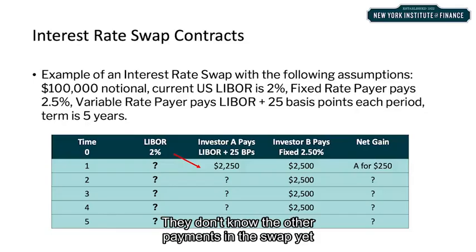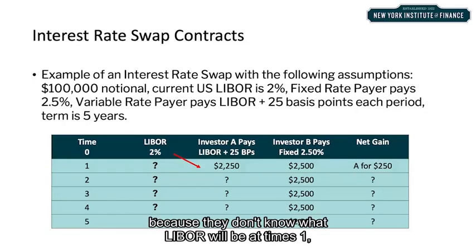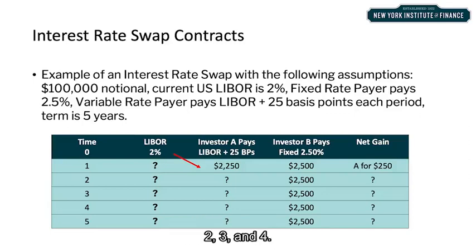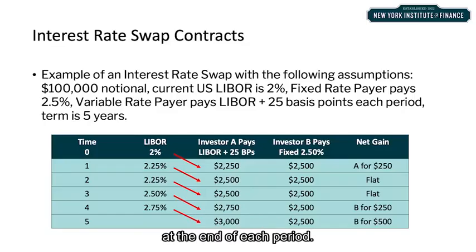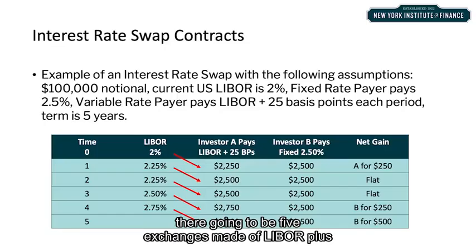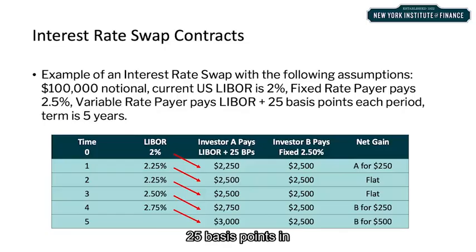They don't know the other payments in the swap yet because they don't know what LIBOR will be at times 1, 2, 3, and 4. At the beginning of each future period, you observe LIBOR and use that rate to determine the floating rate payment at the end of each period. Over the 5 years of the swap, there are going to be 5 exchanges made of LIBOR plus 25 basis points in exchange for a fixed rate of 2.5%.